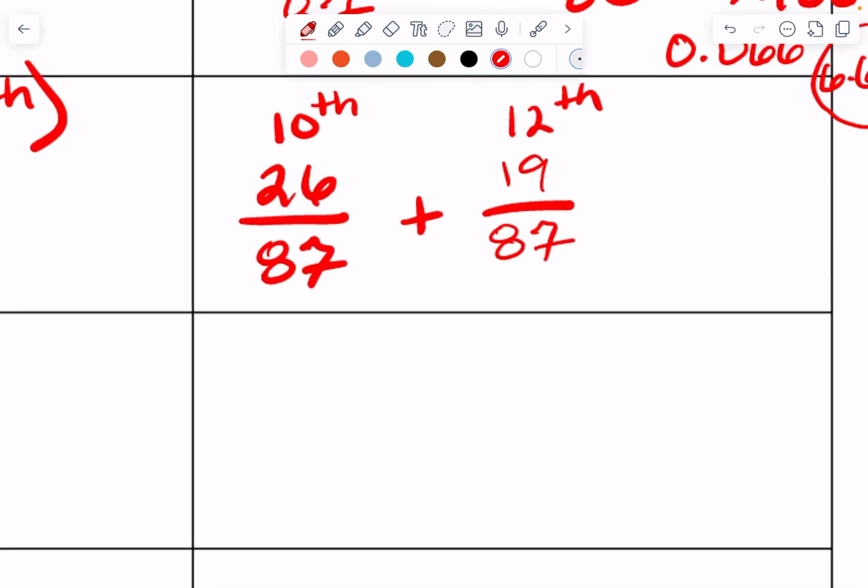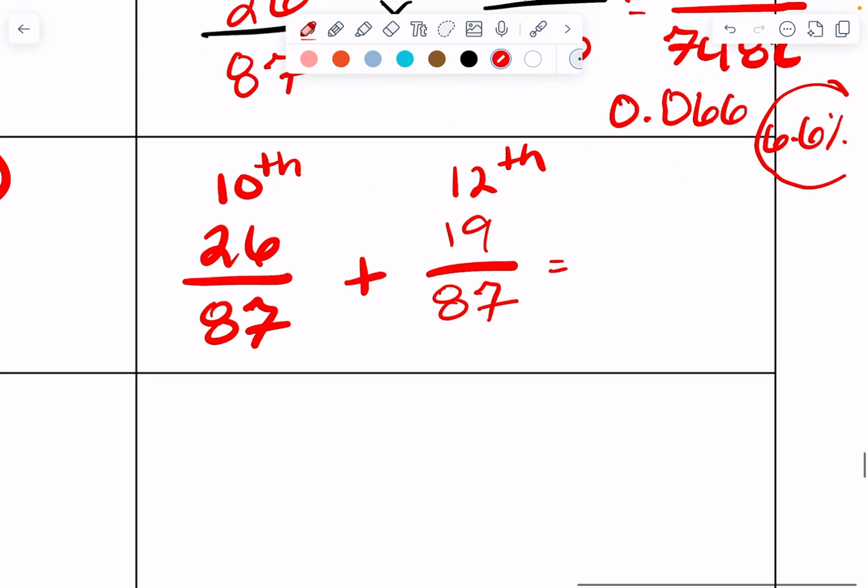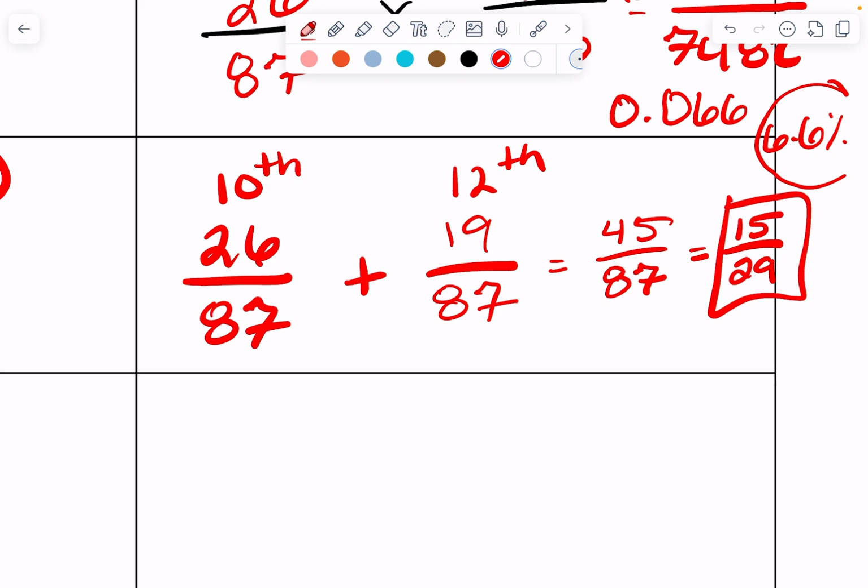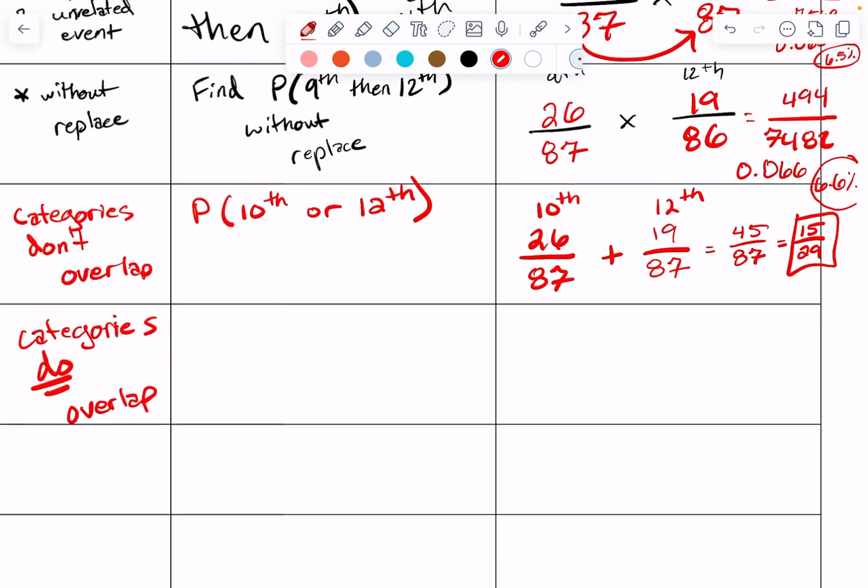And when I add, I find a common denominator, which this one already has. And 26 and 19 makes 45 out of 87. And that actually divides by 3. I know that. That is 15 over 87 divided by 3 is 29. And 29 is prime. So that is the most reduced you can get. You could convert that to a decimal, but I don't care. Whichever format you want to put it in, okay?